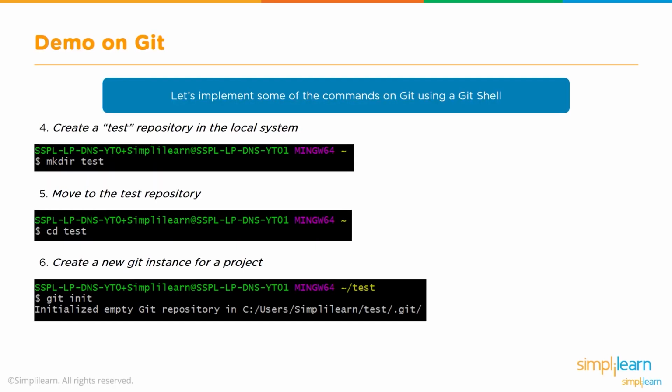So we're going to go ahead and create a test repository on our local system, and we're going to do that with mkdir, make directory, called test, and then we're going to move our cursor within the command window, terminal window, to the test folder, and then we're going to initialize that folder to become a Git repository. So let's go ahead and do that.